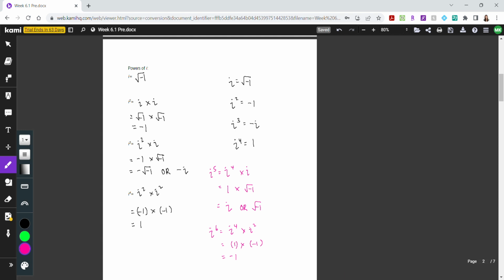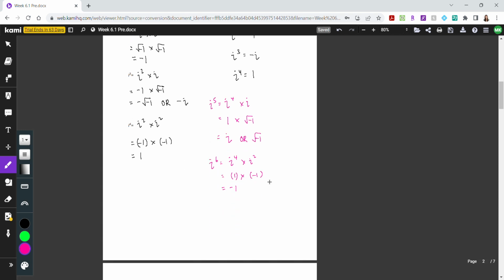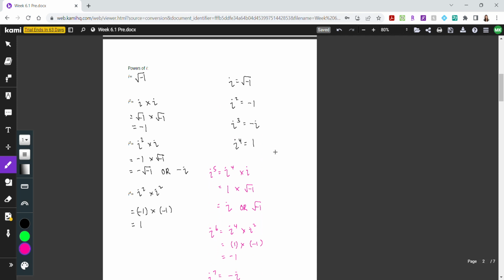Can you see the pattern? Now if we were to do i to the 7, I know in the end it's going to give me -i, and then i to the 8 is going to give me 1. Now as you can see, it's a repeating pattern, right? So if you can find the pattern, you'll be able to, even if the power is super big, find the answer just basing it off this, because it is a pattern.